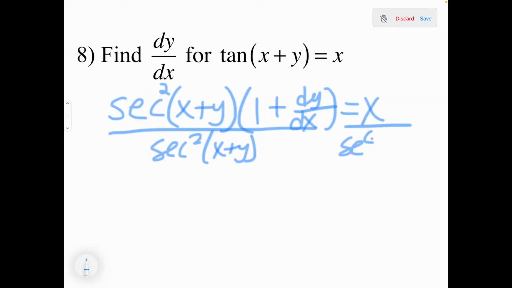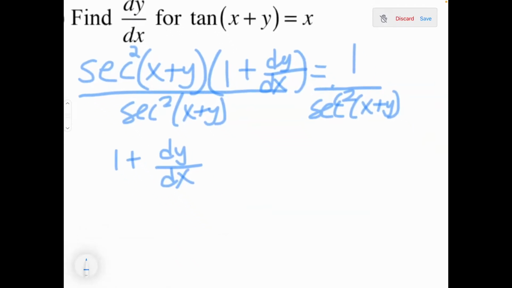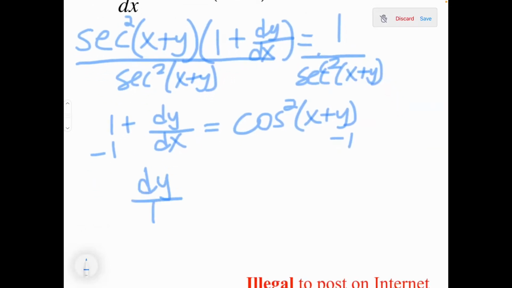We can divide both sides by secant squared x plus y to get dy dx by itself. So what do we end up with? We end up with 1 plus dy dx. I lied to you guys. Derivative of x is not x. Derivative of x is 1 dx dx. So 1 plus dy dx is equal to 1 over secant squared, which would be cosine squared of x plus y. And then we can subtract 1 from both sides. So we get our derivative implicitly is equal to cosine squared of x plus y, minus 1.